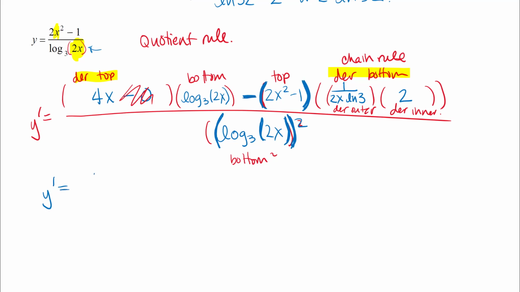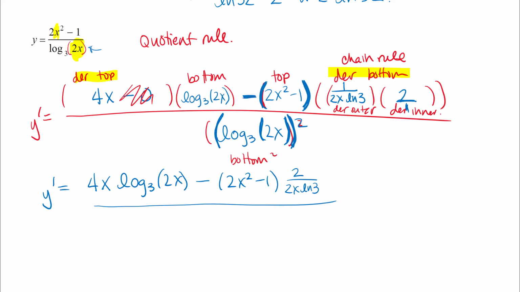Y prime equals, before the minus sign on the numerator, I'll have 4x times log base 3 of 2x. And then after the minus sign, I'll have minus 2x squared minus 1, that whole quantity, times. And then this last part here, I've got a couple fractions times each other. So I might write the last 2 over 1 and then just multiply straight across. So I'll have times 2 over 2x ln 3. Those 2's there can cancel. We'll do that next. On the denominator, log base 3 of 2x, the whole thing squared.